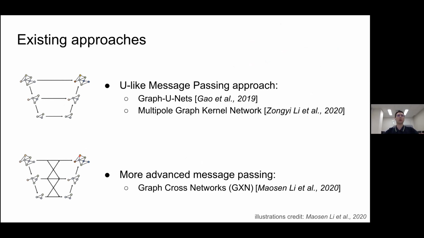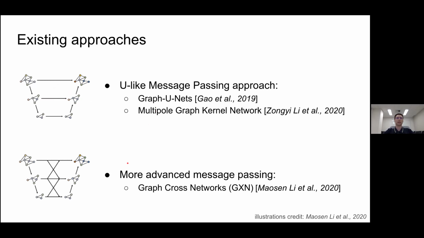And then the more complex approaches use this U-shape computation approach, or sometimes also called V-shaped, akin to U-Nets used in computer vision, where the graph is first being pooled down to a multi-resolution representation, but then the information is also propagated back down the hierarchy and also laterally. Examples of that are Graph U-Nets and multiple graph kernel networks.